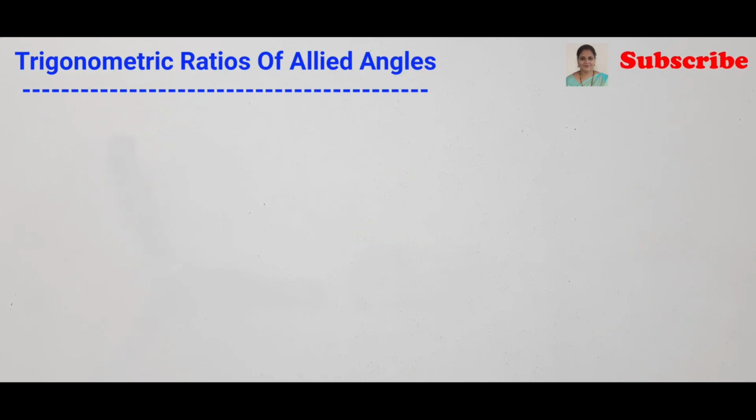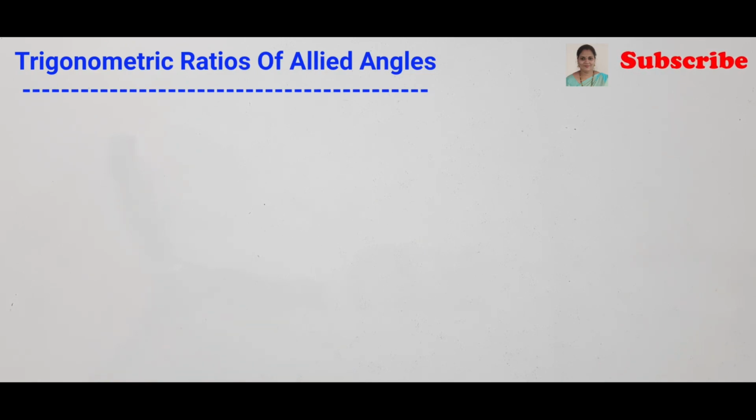In this video, first let us study the allied angles. Then let us go into the main concept, that is trigonometric ratios of allied angles. Now let us start the video. Trigonometric ratios of allied angles. To study this concept, let us draw two figures.